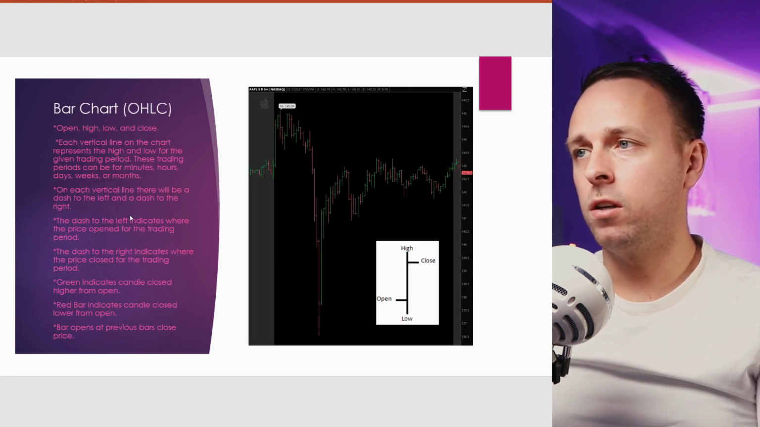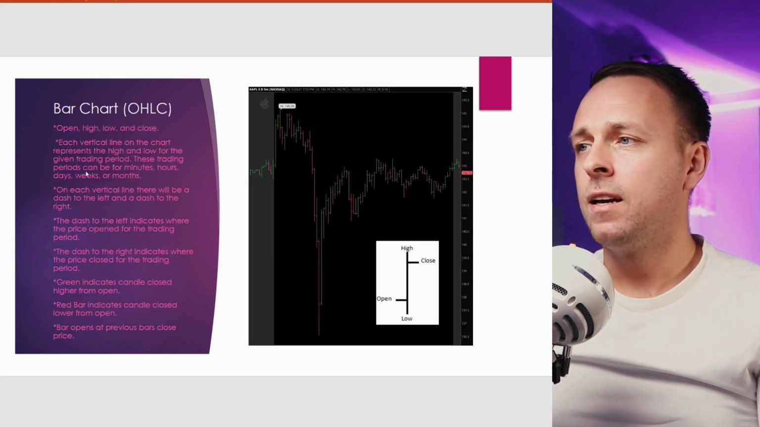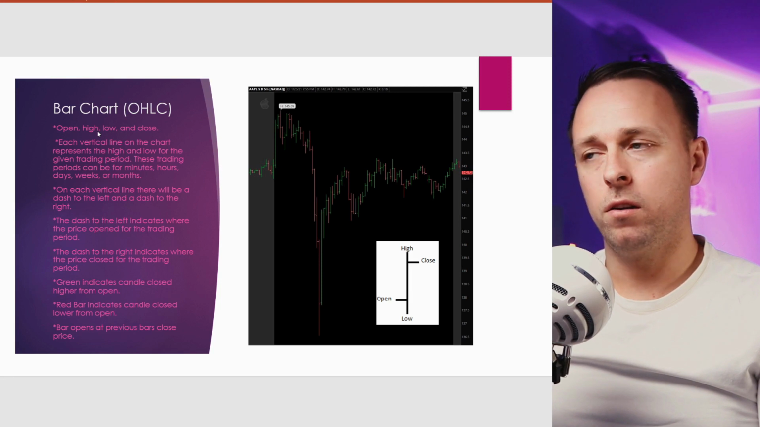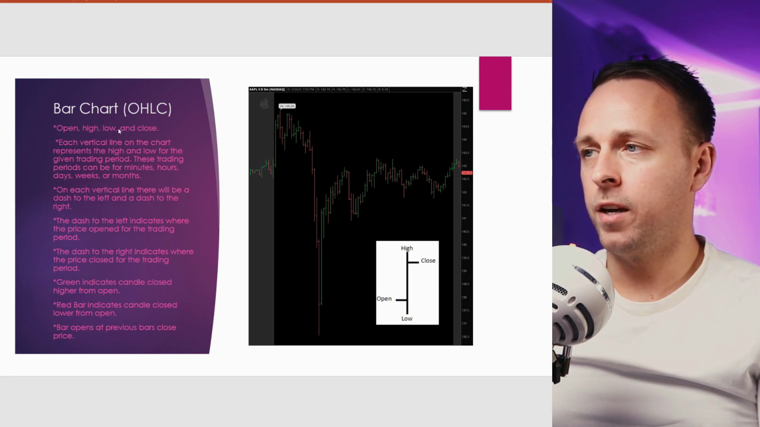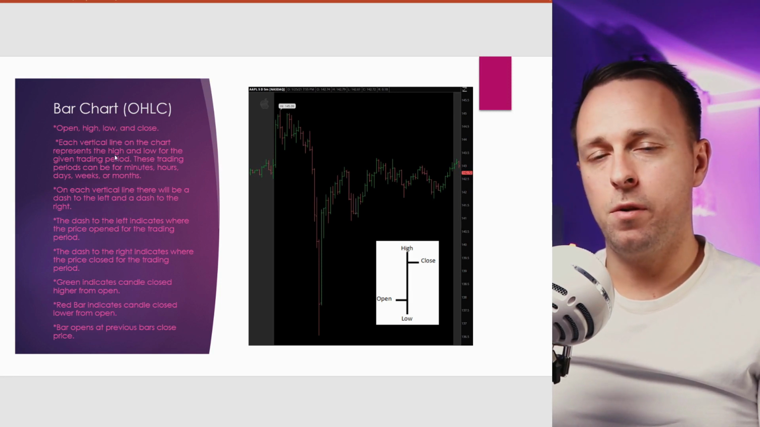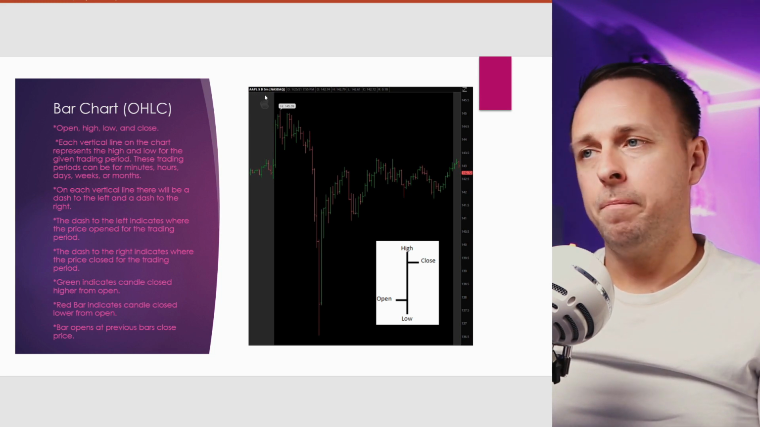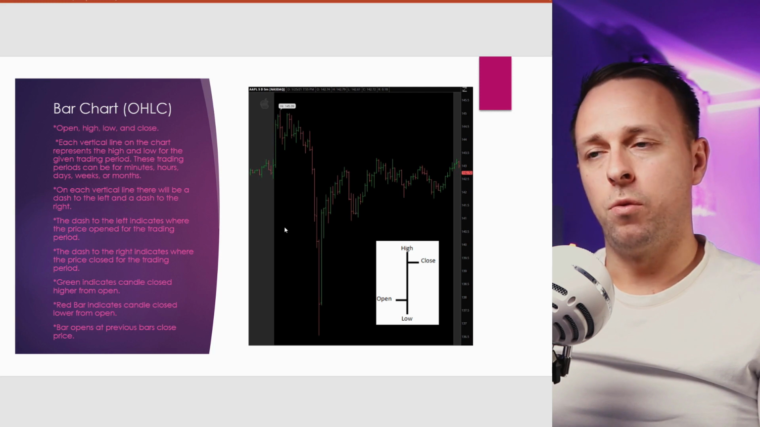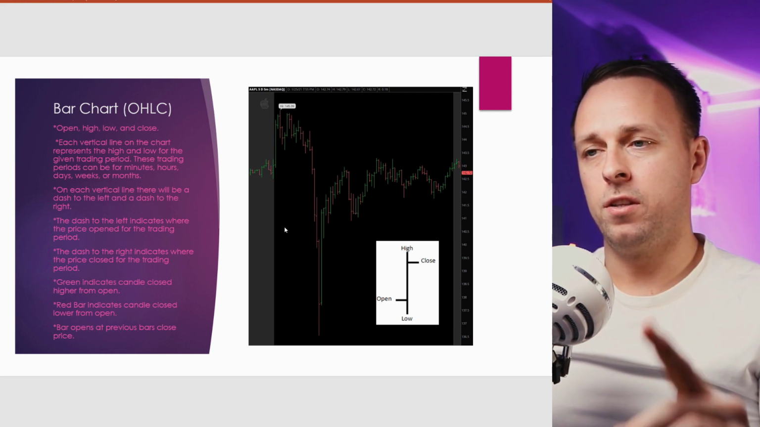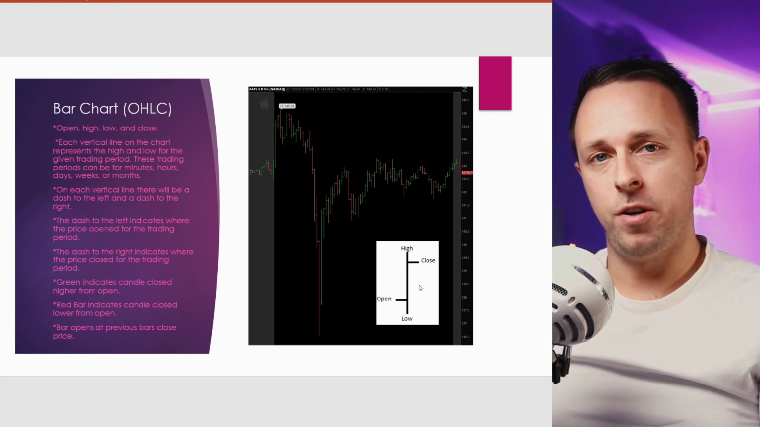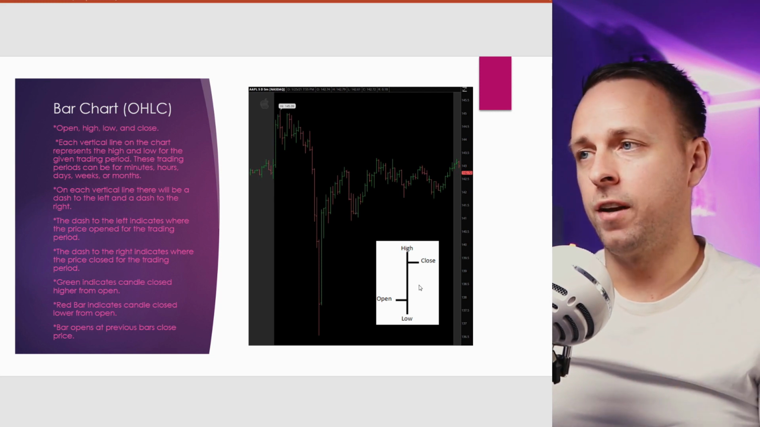Now we have the bar chart, which is the OHLC chart, which stands for open, high, low, and close. It's also a very popular type of charting. Let's just dive right into it and explain how we actually read this thing. We are looking at the 5-minute time frame. And unlike the line chart, which gave us only 1 point of information, this one gives us 4 points of information for every 5 minutes of trading.